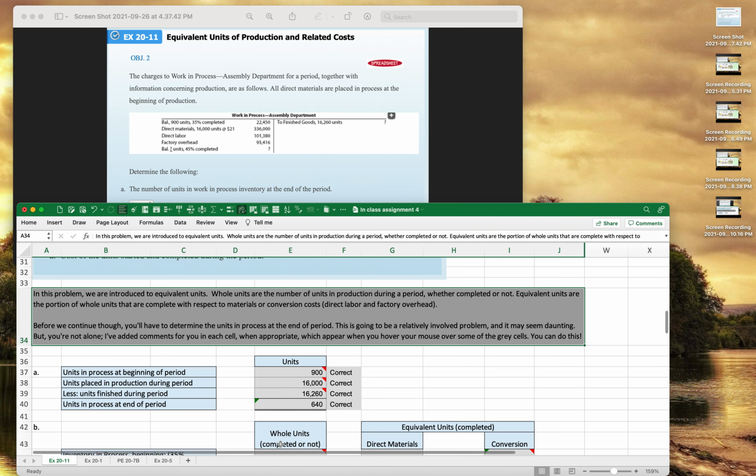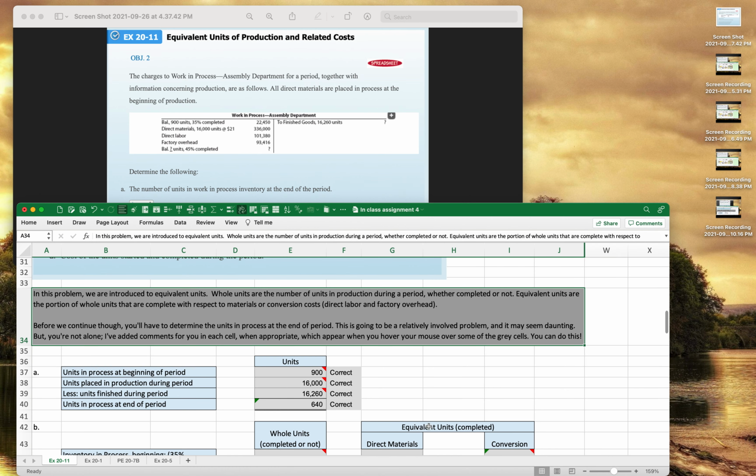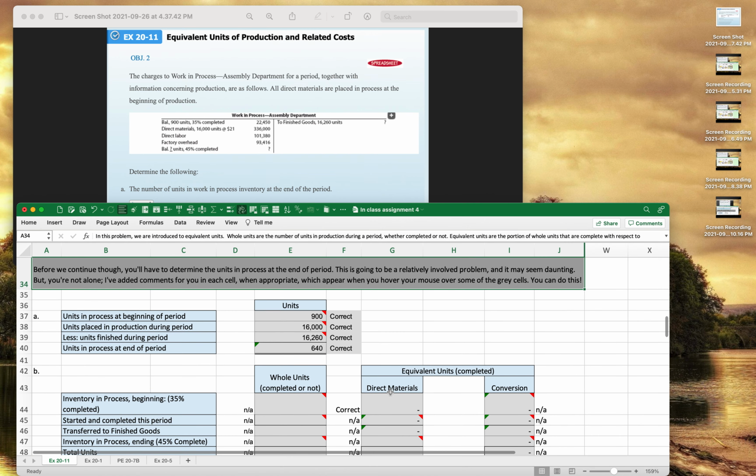Okay, we have our whole units, but out of those, there are some units that are finished as far as direct material is concerned. And you'll notice that up here, it says all direct materials are placed in process at the beginning of the production. Or some of those whole units are not complete as to the conversion process. Okay, and still, this may not be perfectly clear to you. And I think we're going to need to go through this example to help us with that. Let's go step by step.